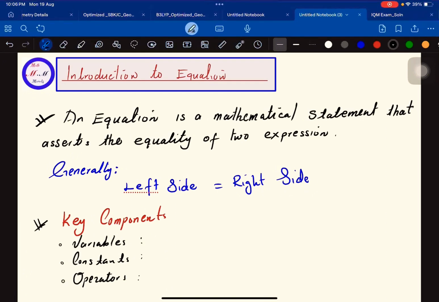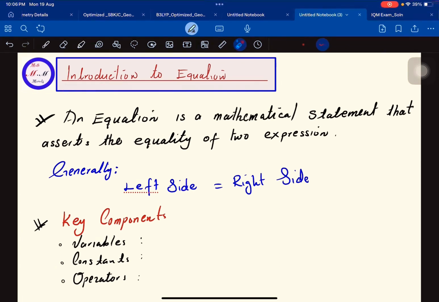This will be the first video of this channel, and we are going to start from the equation. Now here we can look at the introduction to equation, which serves as the fundamental of basic mathematics. Okay, so we look at the introduction.